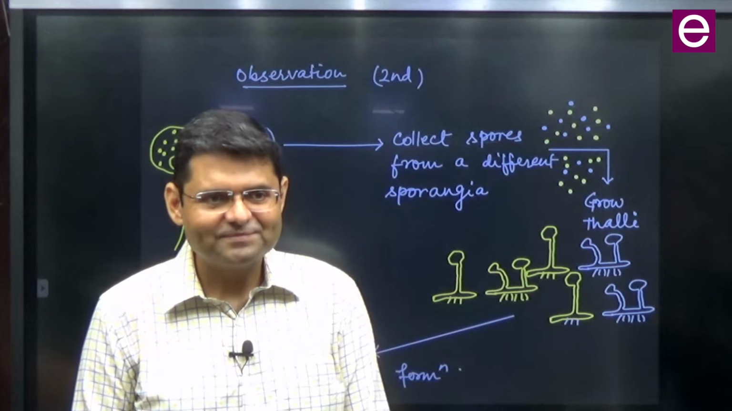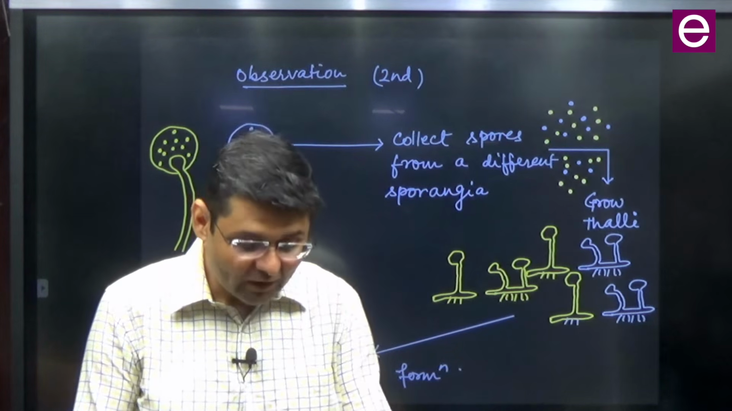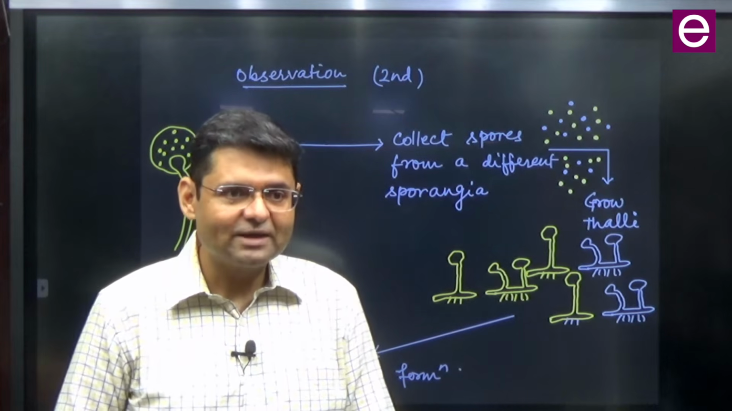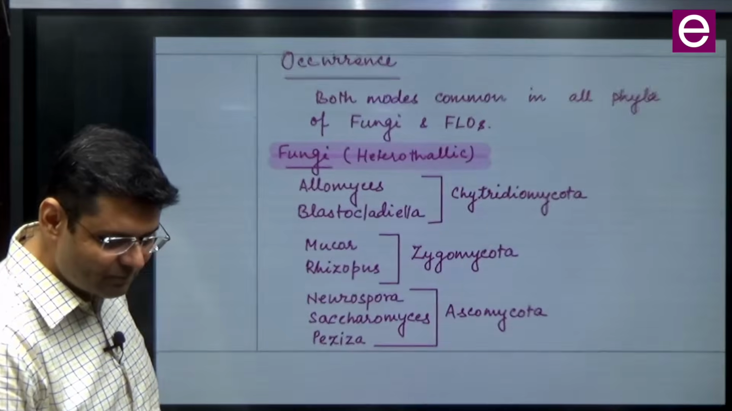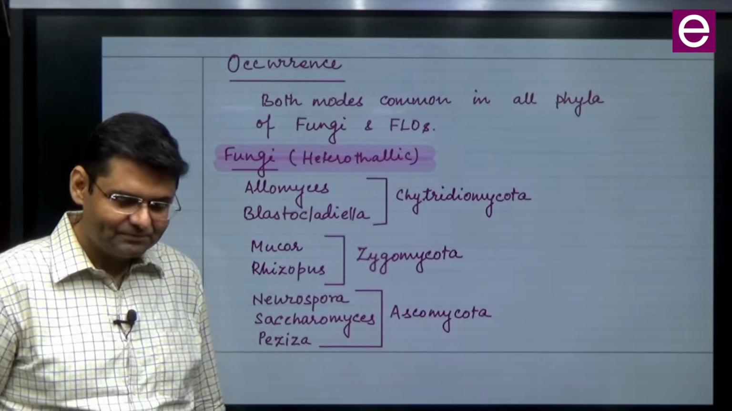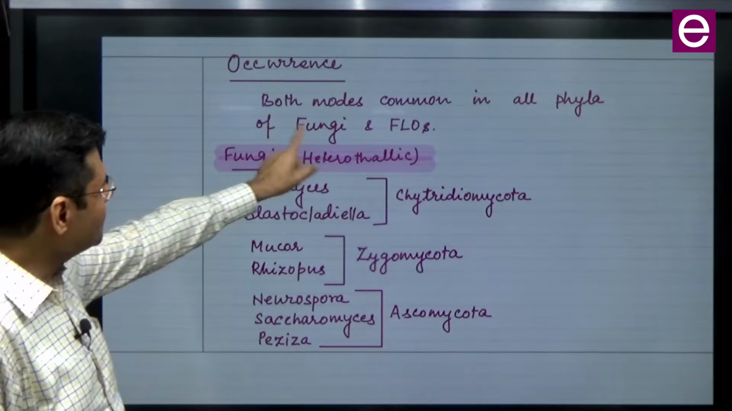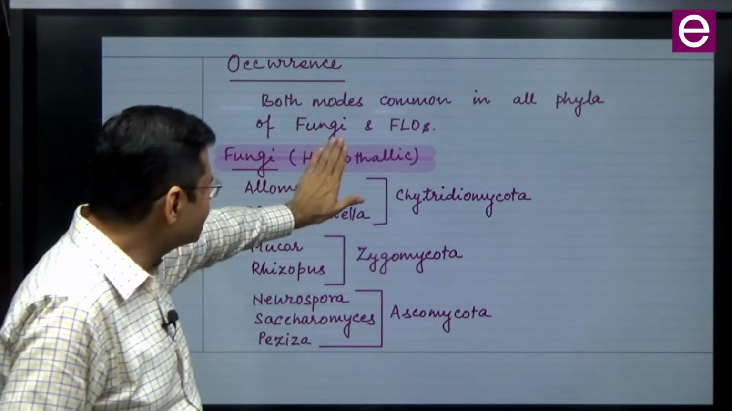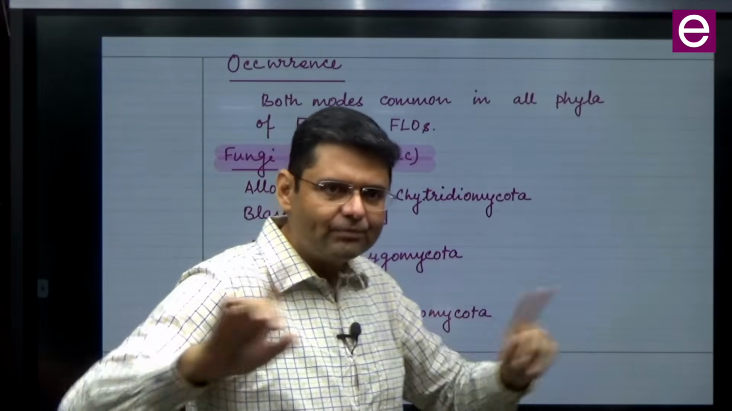Blakeslee went here. And he discovered something. जो 118 years के बाद भी someone is taking his name. Boundaries. This is important piece of fact. Occurrence. So both modes common in all phyla of fungi and fungi-like organisms. Both modes means what? Homothallism and heterothallism.